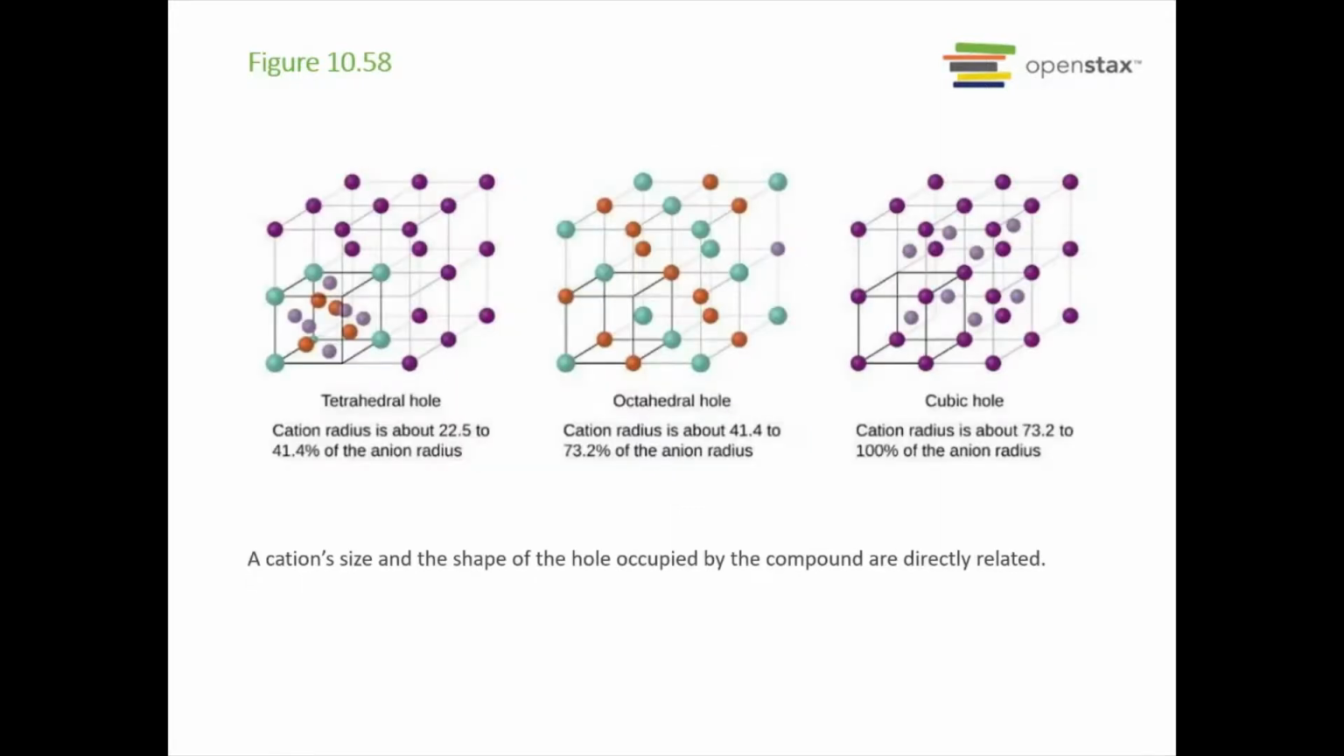Here's another way to look at it. Cation size and shape of the hole occupied by the compound are directly related. For the tetrahedral hole, the cation radius is about 22.5 to 41.4% of the anion radius. So it's a good bit smaller. For the octahedral hole, the cation tends to be 41.4 to 73.2% of the anion. Then we have cubic holes, where the cation kind of just goes in the center, where the cation radius is about 73.2 to 100% of the anion radius. Technically we also have cubic holes where we kind of change the structure of the anions.